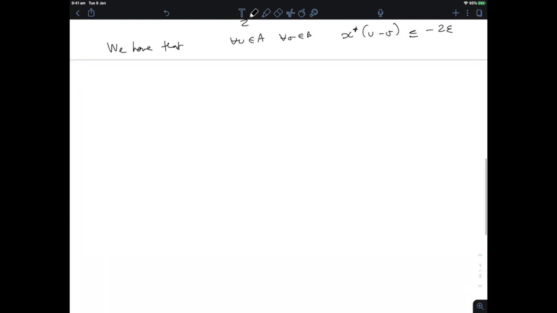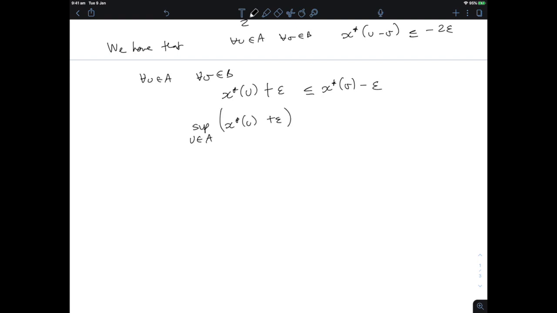I'll just put things together now, and that gives me that for all u in A and for all v in B, X star of u plus epsilon is smaller than X star of v minus epsilon. I'm putting an epsilon on both sides. And now I can take the supremum over all u in A on the left hand side, and it would have to remain smaller than the infimum over all v in B on the right hand side.